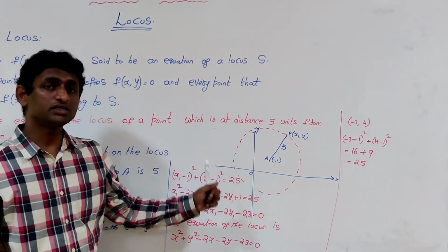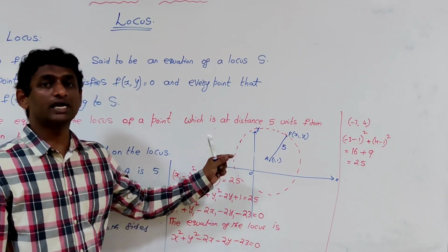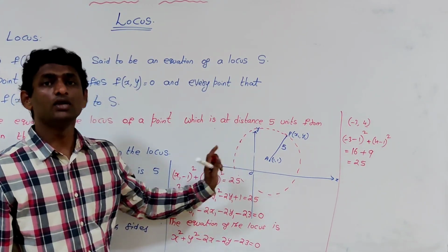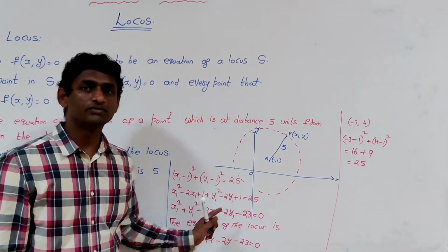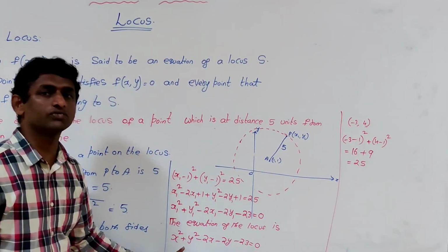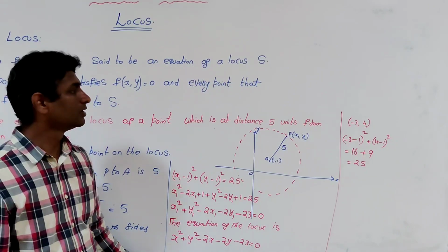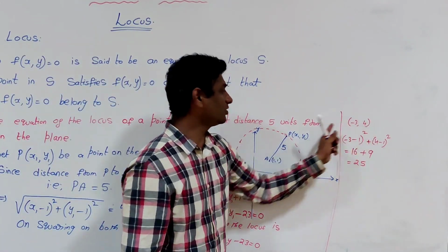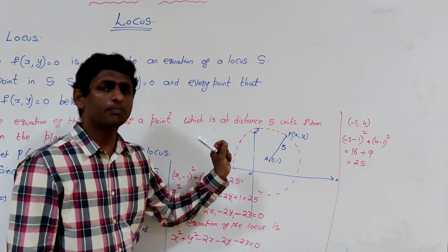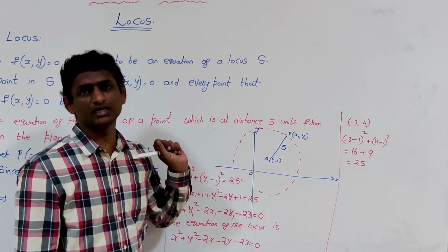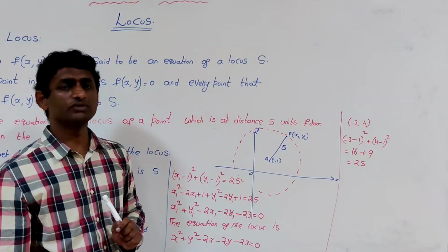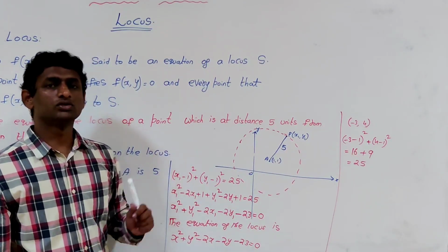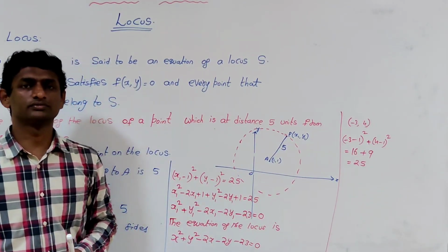The set of points which satisfies the condition is a locus, and that locus is the circle. With that, it is the equation of the circle. So like minus 3, 4 is one point which satisfies the condition. Like this we can have many points which satisfy the condition. So now we'll go for the next problem.